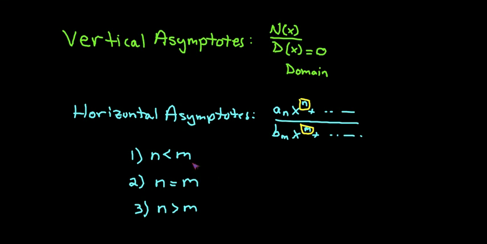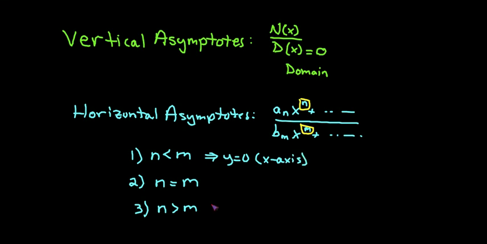If the top exponent is smaller than the bottom, so if this was x to the 2nd power and this was x to the 3rd power, so top is smaller than bottom, if that's the case, my horizontal asymptote is at y equals 0. In other words, the x-axis itself becomes a horizontal asymptote.